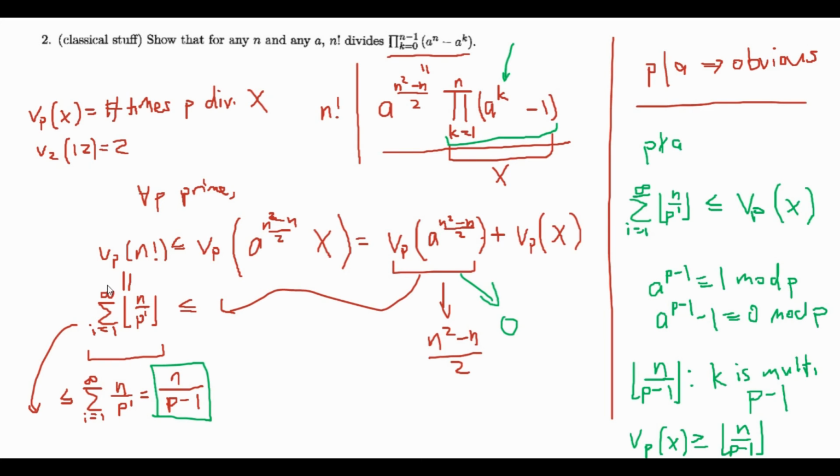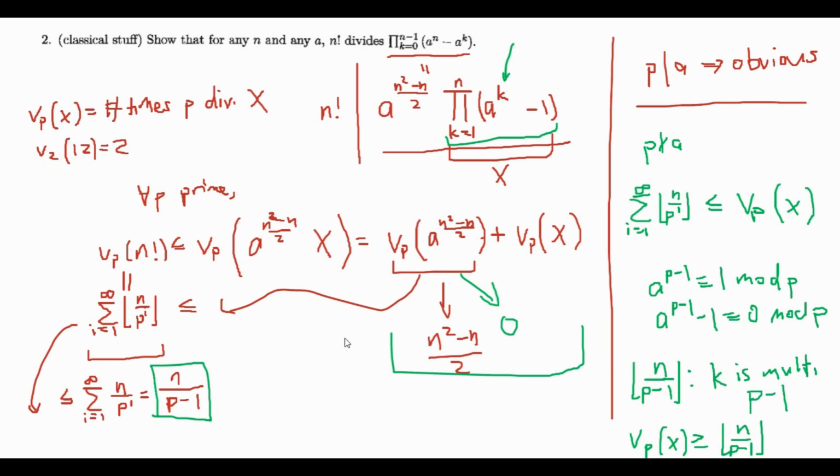We found that vp of n factorial is less than or equal to n over p minus 1. And we also found that this entire expression is greater than or equal to the floor of n over p minus 1. But unfortunately we don't have that n over p minus 1 is less than or equal to the floor of n over p minus 1. In fact, the opposite is correct. So how do we work this out?